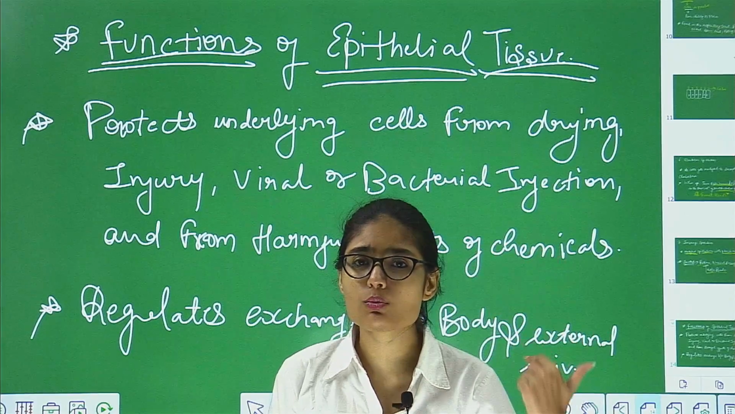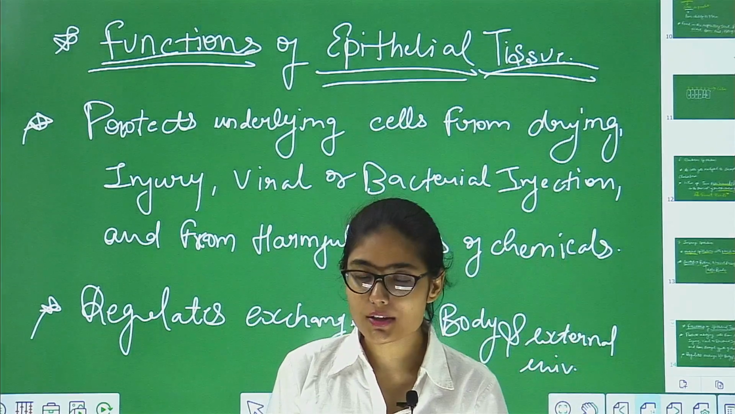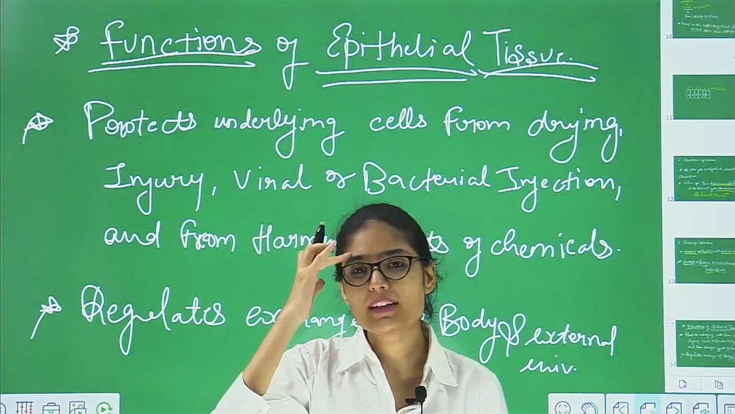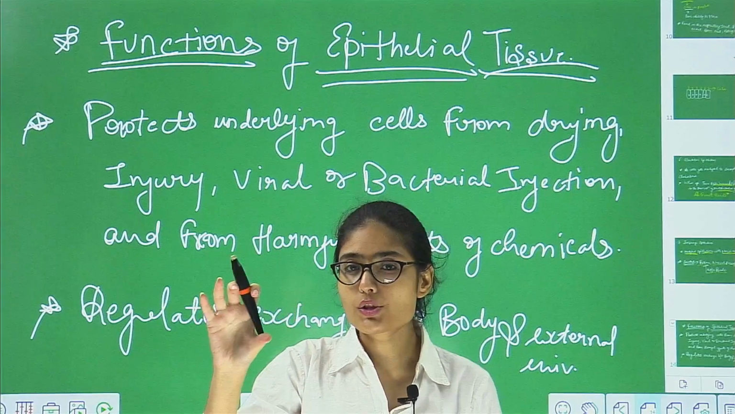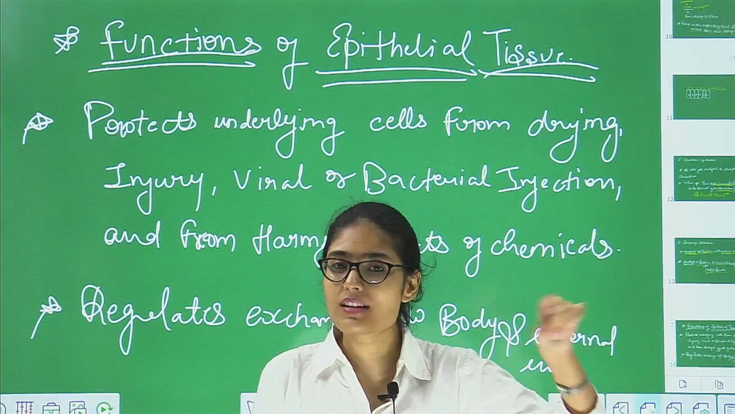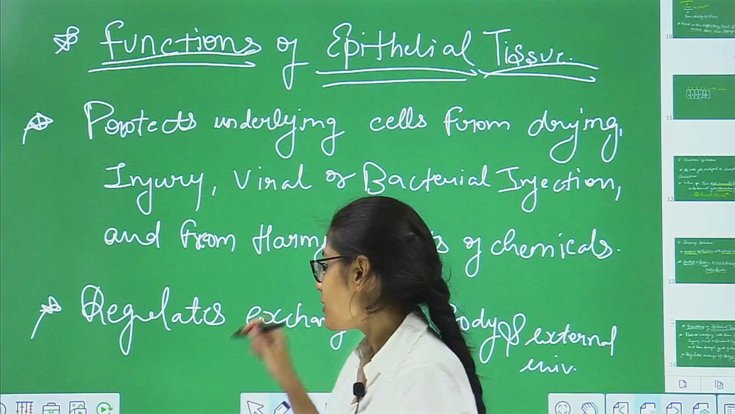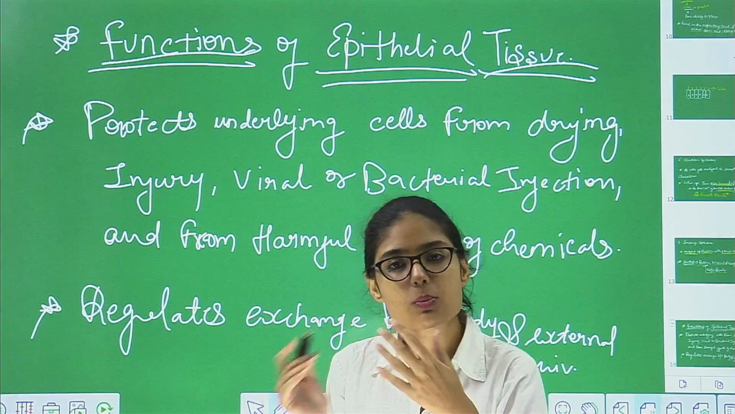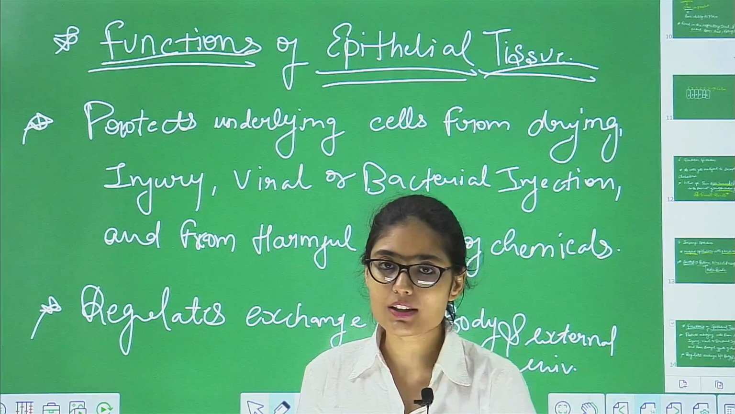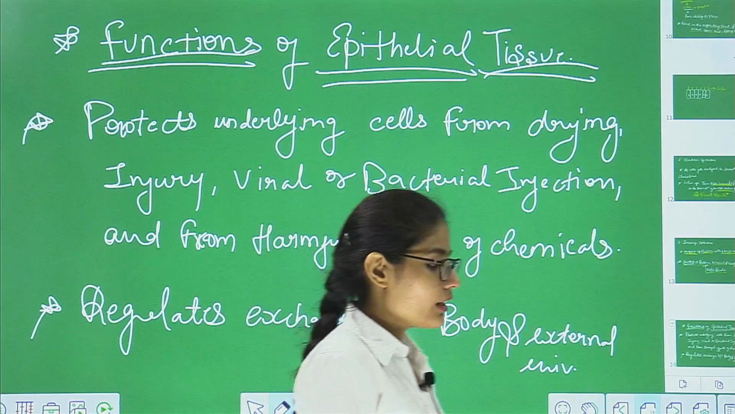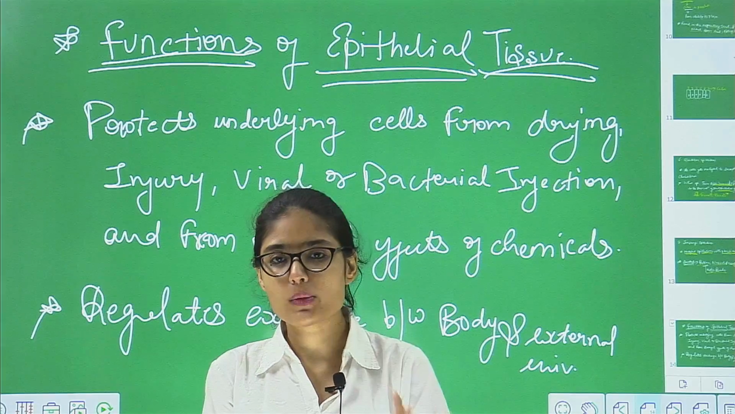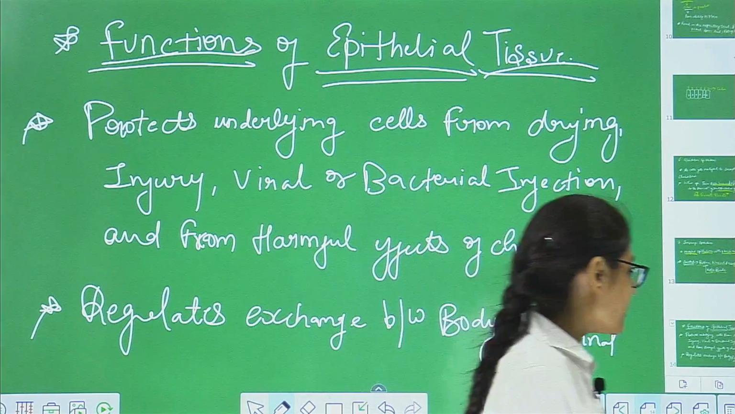In the summers, we sweat a lot, right? And we have seen that a type of epithelial tissue is responsible for the sweat glands. They are made up of that tissue. So that is what it's saying, that it regulates the exchange between the body and the external conditions. What is the external environment? Our surroundings, right? In summers we sweat a lot, so this is what it means.